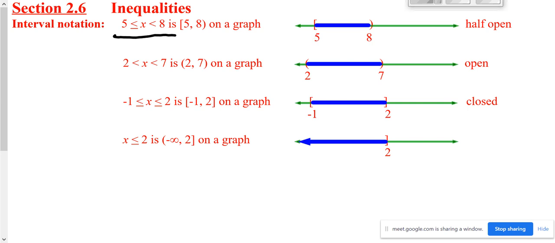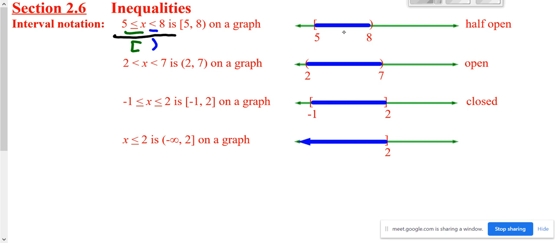Now, whenever there is an equal to here, that's a square bracket. Whenever you have just a greater than or just a less than, that's a curved parenthesis. So we've got to have the curved parenthesis at the 8. We need to have the square bracket at the 5. That's what we have over here.